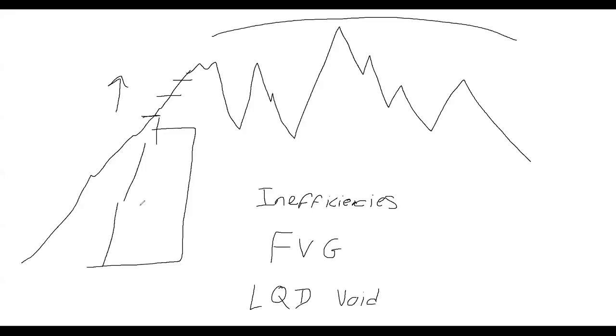An inefficiency is simply where banks move price way too fast that they can't get enough entries, right? A fair value gap is simply a gap where there is value, that there is liquidity that needs to be filled, right? And a liquidity void is essentially saying, hey, there is a ton of liquidity here, come grab me, right? That's essentially what they are. They're the same exact thing, but they're also imbalance. Imbalance is the same thing as well.